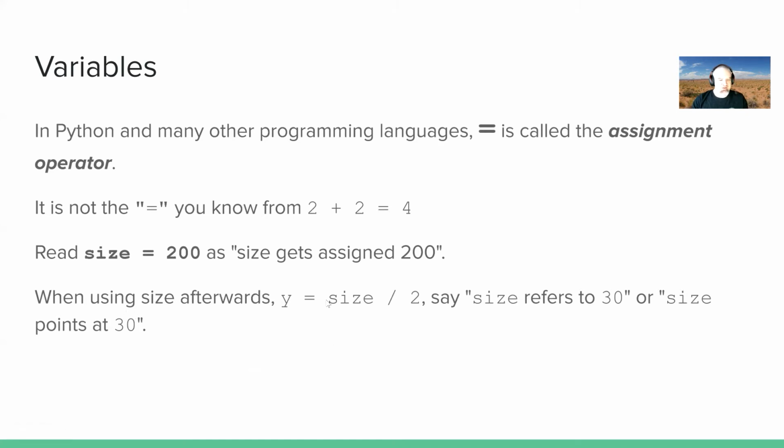When you use the size afterwards, for example, y equals size divided by 2, oh, that should not say that. So size should refer to 200, not 30, or size points at 200. So what this means is that effectively size here is a placeholder for 200, right? So if we say y equals size divided by 2, size refers to the value 200. And so this is effectively the same as saying y equals 200 divided by 2. In other words, y equals 100, right?